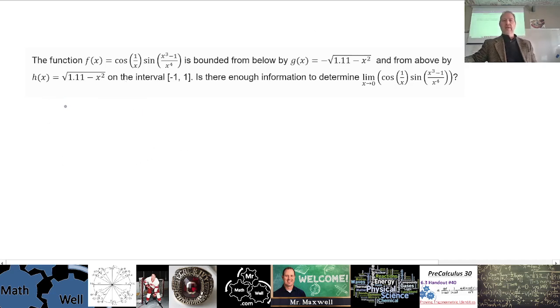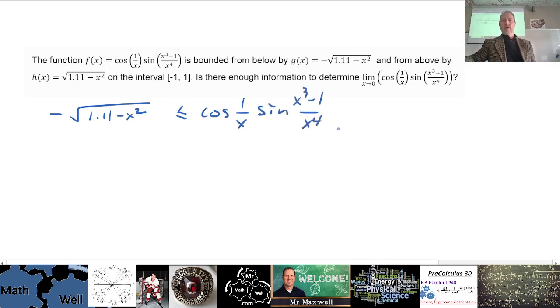So what it's saying is that on the bottom, g of x would be -√(1.11 minus x squared). And that is bounded by, or less than, our cos of 1 over x times sine of x cubed minus 1 over x to the 4th, which we know is bounded, again, by the upper function of positive √(1.11 minus x squared). Okay, so we know that that's true. The question is, is there enough information to say that this limit would exist, and what is it? Notice that this is x approaches 0.